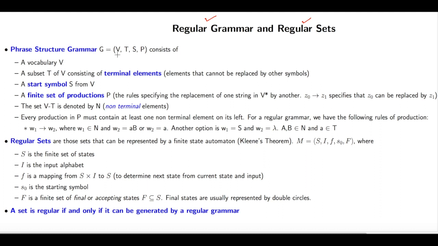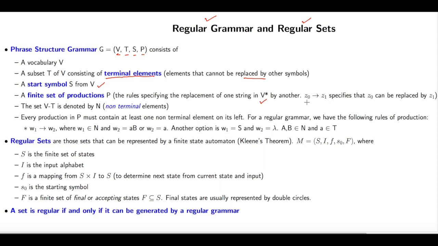A grammar is composed of a vocabulary V, a set of terminal symbols T, a start symbol S, and a set of productions P. So what is T? T is a subset of V, consisting of terminal elements, elements that cannot be replaced by other symbols. And what is S? S is the start symbol, and it is also a subset of V. And what is P? P is a finite set of productions which specify the rules for replacement of one string in V star by another. What is V star? V star is all the combinations of all the elements in V.